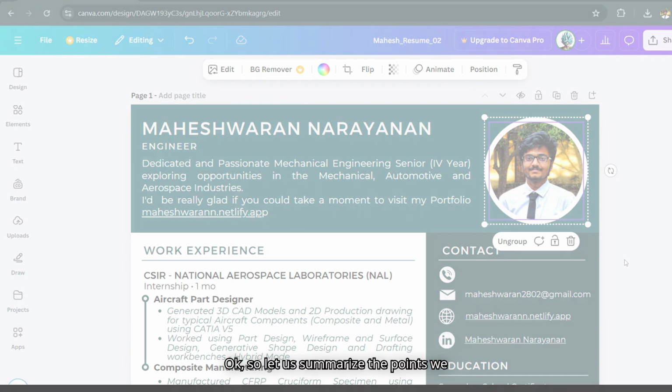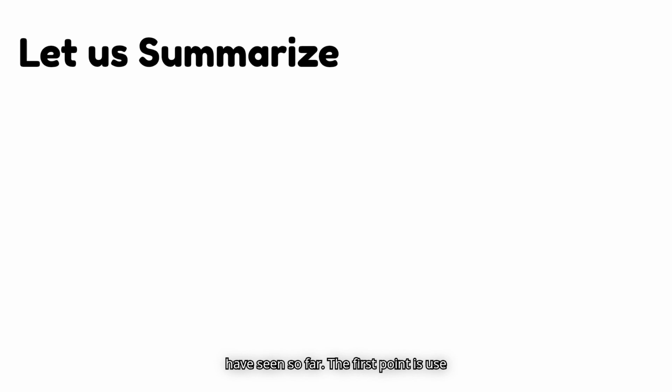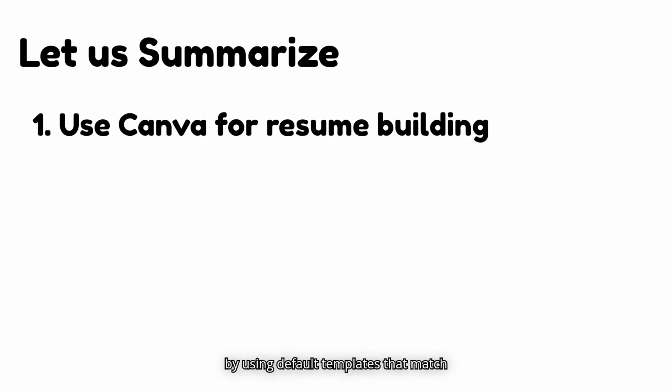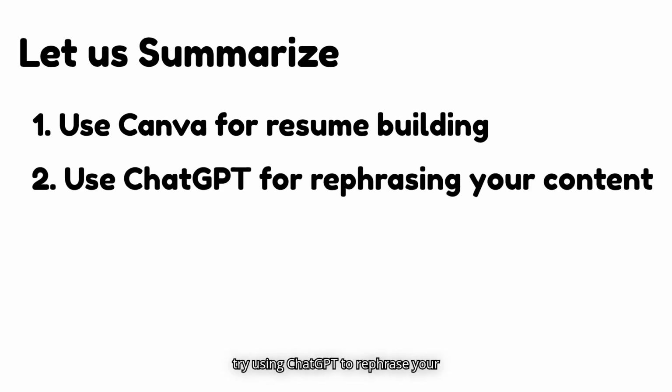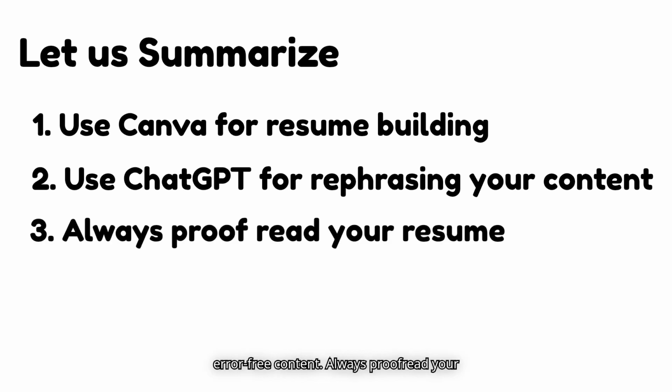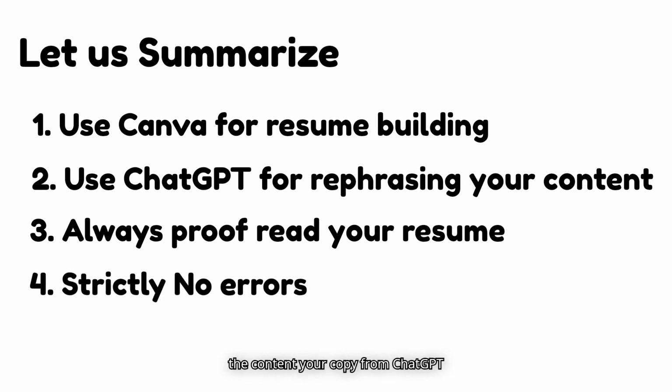Okay, so let us summarize the points we have seen so far. The first point is use Canva for your resume building, preferably by using default templates that match your requirement. As a bonus tip, you can try using ChatGPT to rephrase your content more professionally. You just have to type in the content informally and ask ChatGPT to convert it into something professional. This way you can have a professional resume with error-free content. Always proofread your resume as many times as possible in order to avoid errors. Please note that errors can be a big turn-off for the person reading your resume. Also make sure that the content you copy from ChatGPT matches the actual content which you wanted to use.